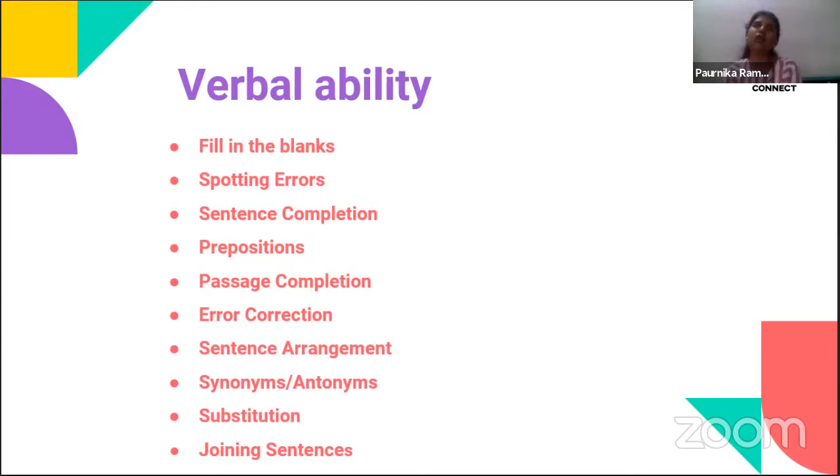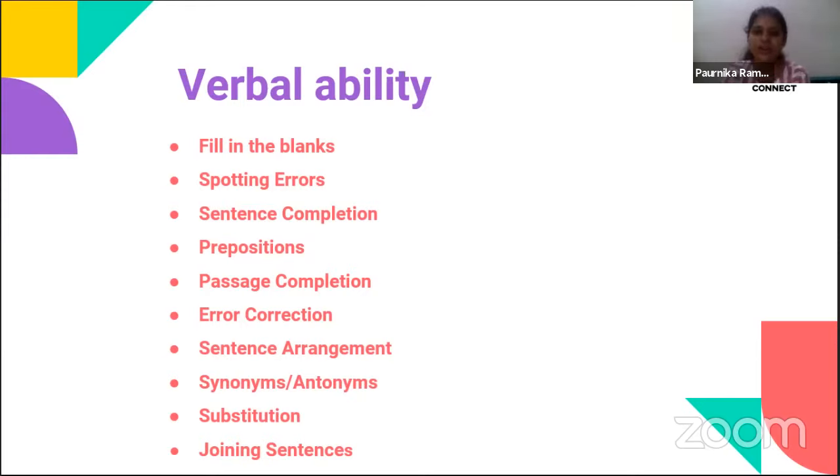Synonyms and antonyms, approaching synonyms and antonyms should be done in a very different way. Only if you read a lot of words, get exposed to a lot of words, you'll be able to solve the synonym and antonym section. Because when it comes to synonyms and antonyms, you need not know the exact answer of the question. You might not know the exact meaning, but of course you can guess the meanings from the options that are given. So that's one great approach about synonyms and antonyms.